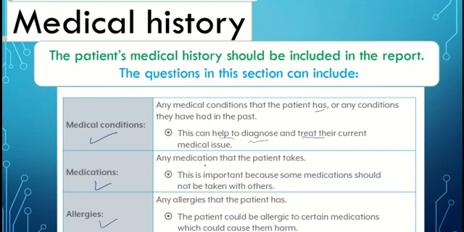Medication, any medication that the patient takes. This is important. Why? Because some medication should not be taken with other medication. Allergies, any allergies that the patient has. The patient could be allergic to certain medication, which could cause them harm. Medical condition, medication, allergies.